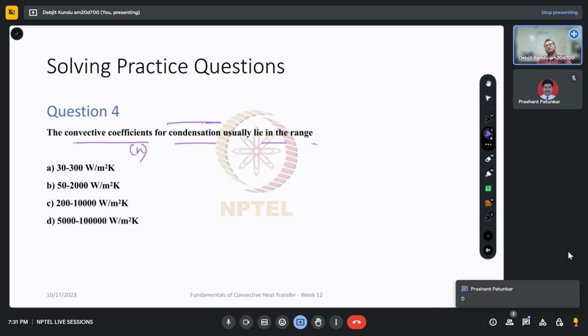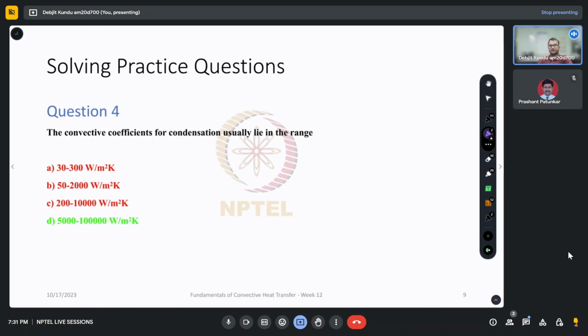So we have one response in favor of option D. Let's have a look at the solution, and it is indeed correct. Any phase change process means the convective coefficient will be very high.